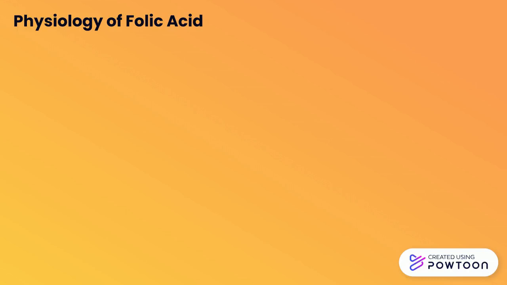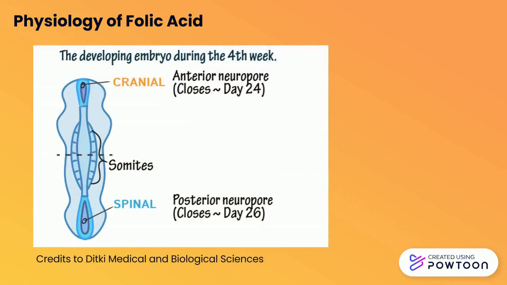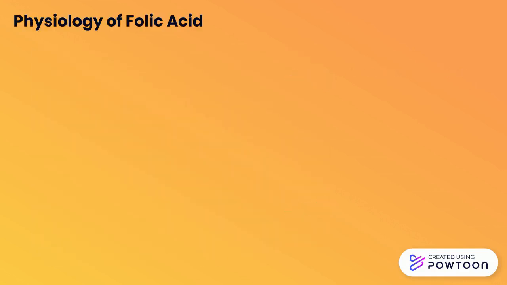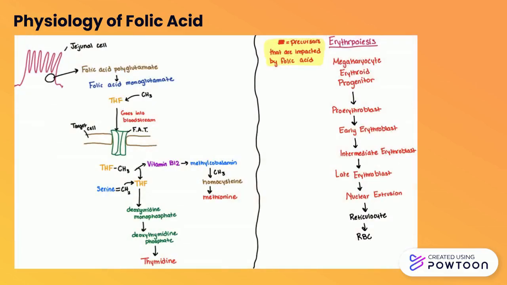Additionally, folic acid plays a huge role in fetal development, where folic acid is required to close the anterior and posterior neuropore of the fetus during the 23rd and 26th day in the womb respectively, which is crucial for central nervous system development. Alright, so here's a visual process that recaps the physiology of folic acid in the process of cell division, erythropoiesis, and fetal development.